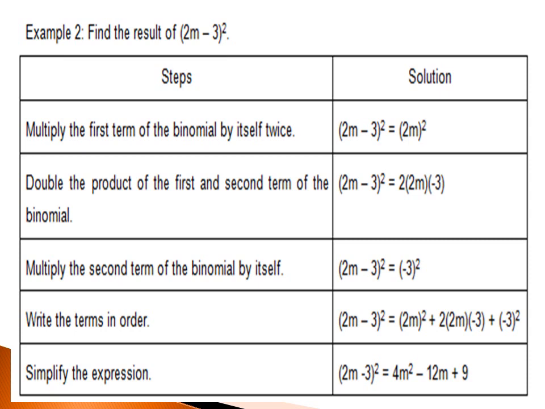So we are going to simplify the expression. We have 2m squared, that is equal to 4m squared. 2 times 2m, that is 4m, times negative 3, we have negative 12m. Negative 3 times negative 3, that is positive 9. So the answer is 4m squared minus 12m plus 9.